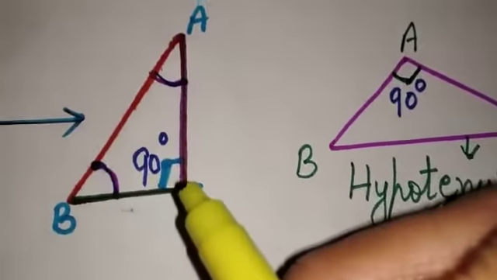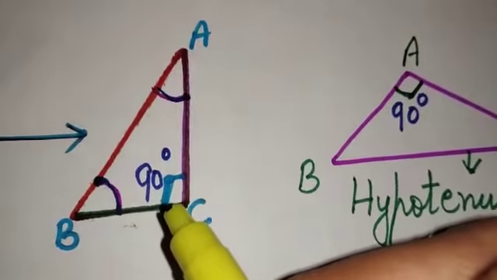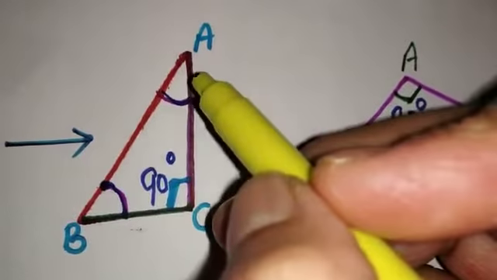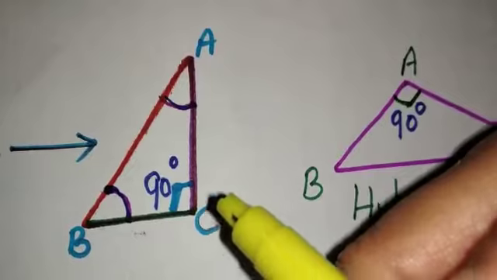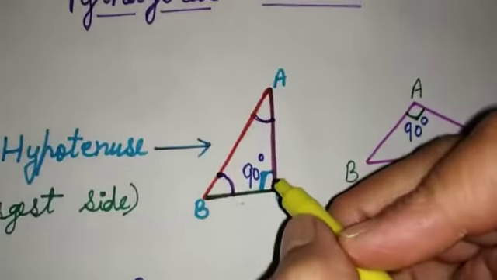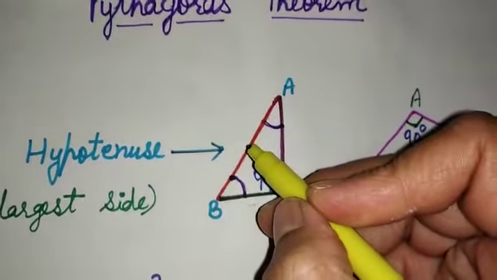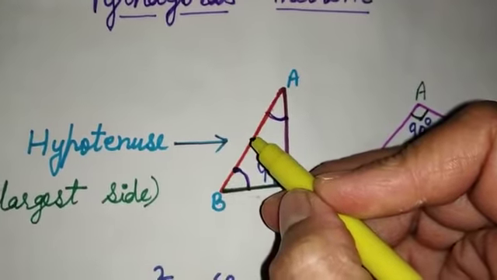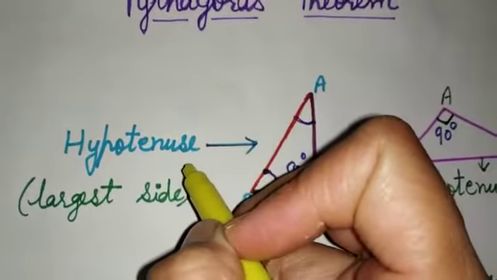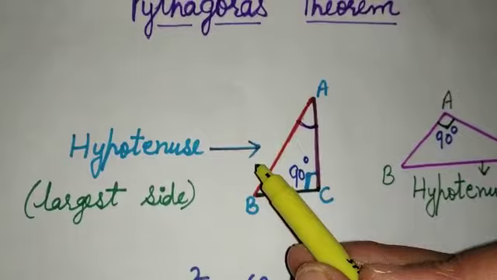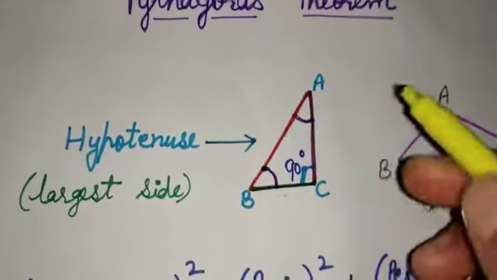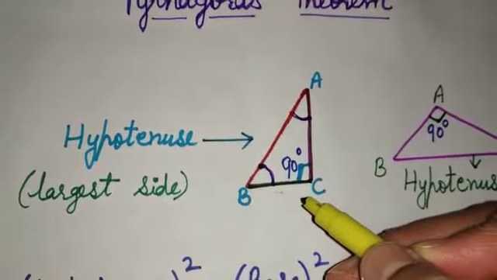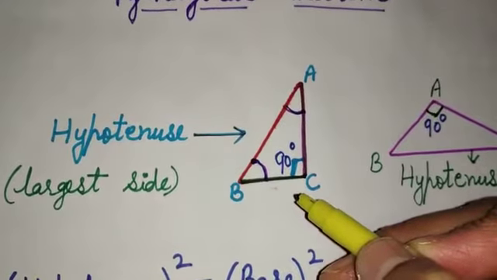What is a right angle triangle? A triangle in which one angle is a right angle and the other two angles are acute angles is called a right angle triangle. Now about sides: the side opposite to the right angle is the largest side and is called the hypotenuse. And of the remaining two sides, one is the perpendicular and the other is the base.